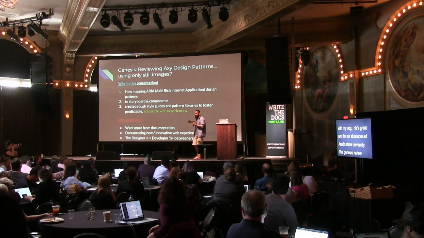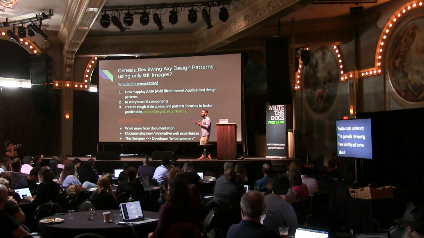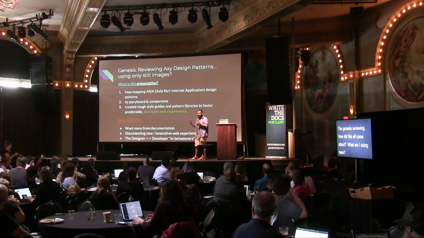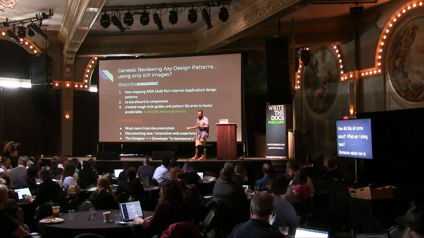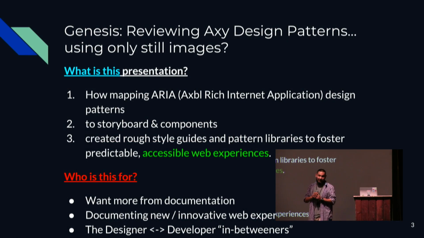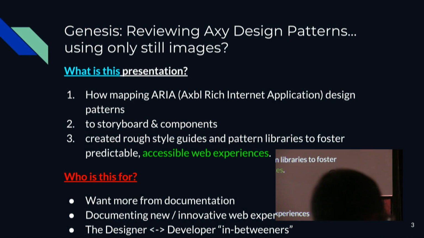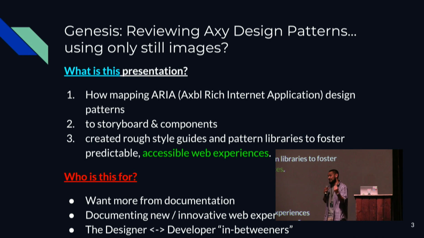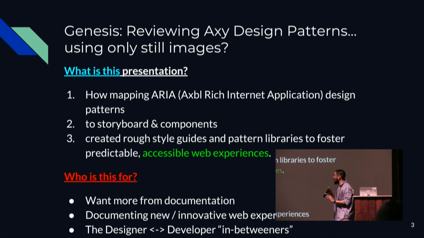So the genesis, reviewing. How did this all come about? What am I doing here? Someone asked me to review the accessibility of a product using only still images. And if you're familiar with accessibility, you understand that using a screen reader is important so that you can understand how things are programmatically assigned and how it behaves. So what I'm describing here is how I mapped ARIA design patterns to storyboard components, still images, and created a rough style guide and pattern library to foster predictable, accessible web experiences. And I'll go into that in a second.